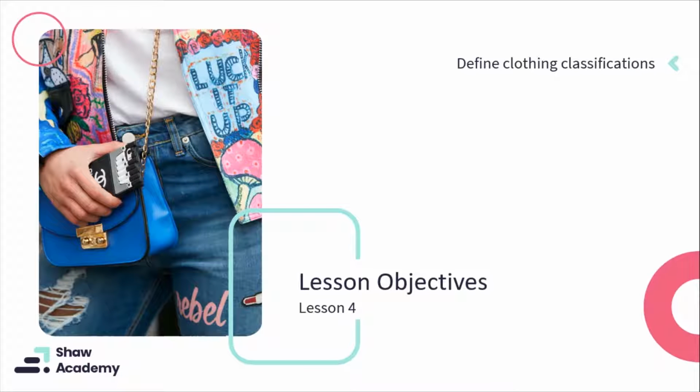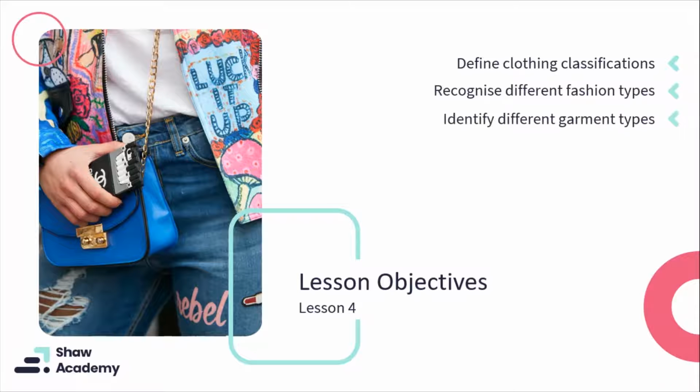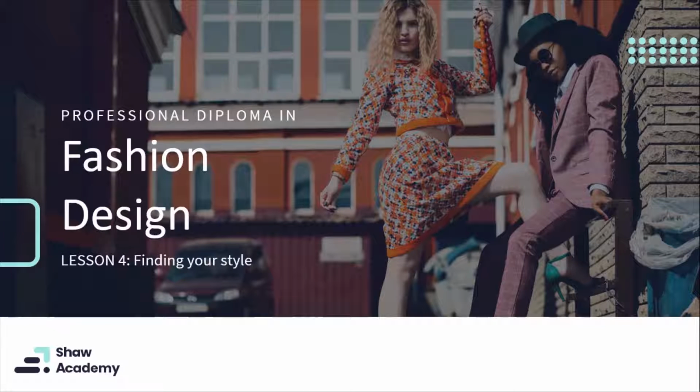Today we will look at the definition of clothing classifications and break it down so that you will be able to recognize different fashion and clothing types. We will define and discuss style and explore developing a sense of style. I want to welcome all of you to lesson 4 of fashion design titled Finding Your Style. This lesson takes a good look at fashion and clothing and how to develop your own design style.